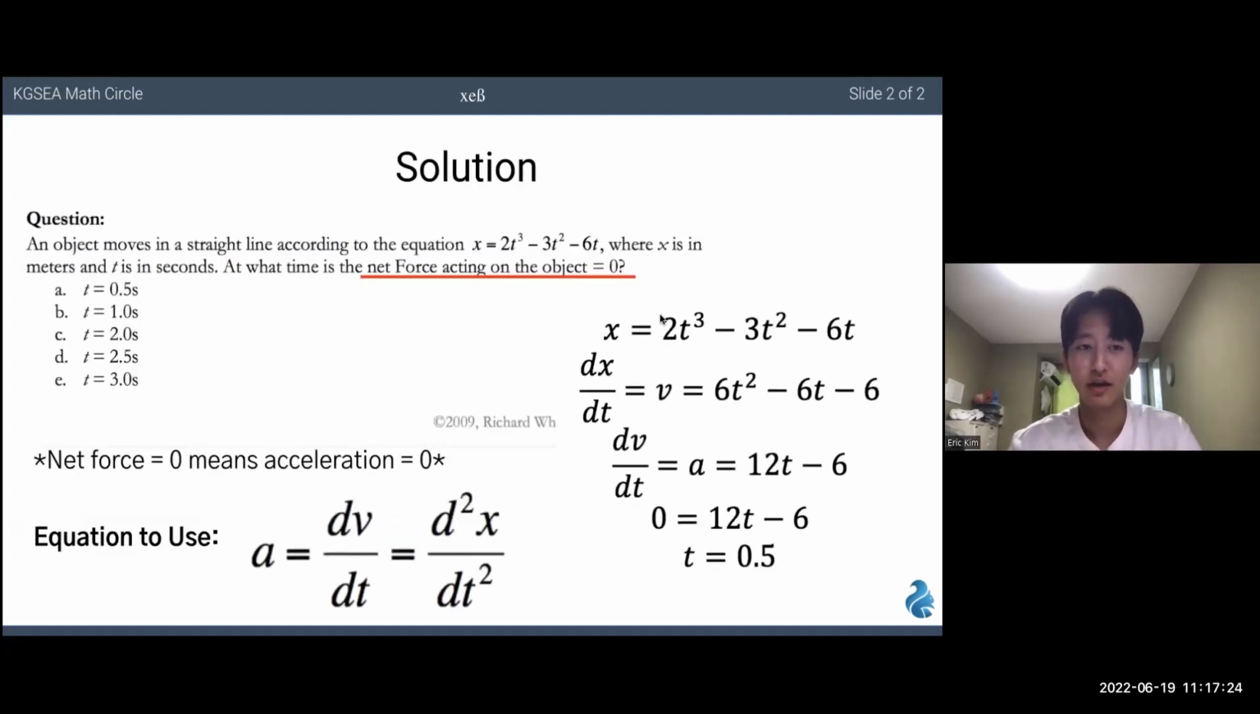So the answer was A for this problem. The key to solving this problem was knowing that when net force equals 0, the acceleration is also 0. Then we can differentiate the displacement function twice to get the acceleration function. Then we need to set the equation equal to 0 since we're interested in finding the time when acceleration is 0. Solving the equation, we get t equals 0.5.